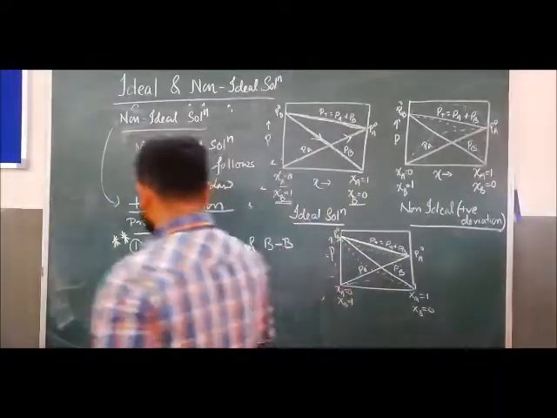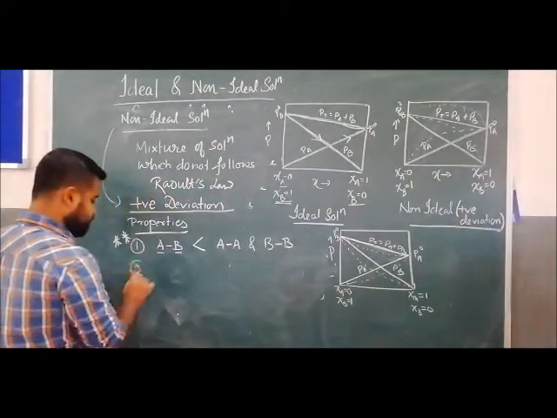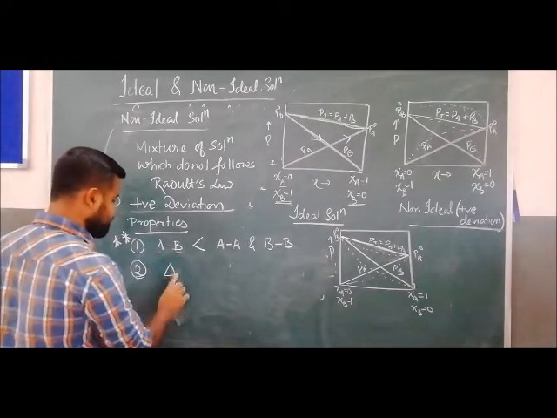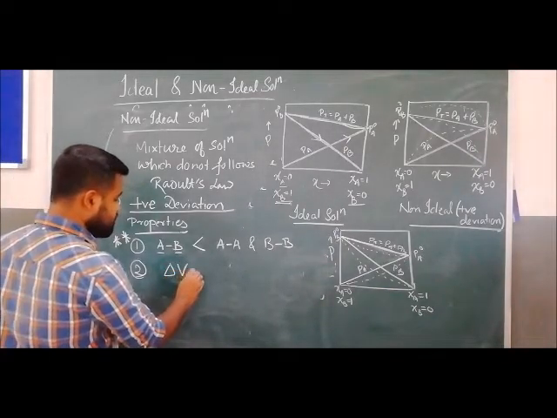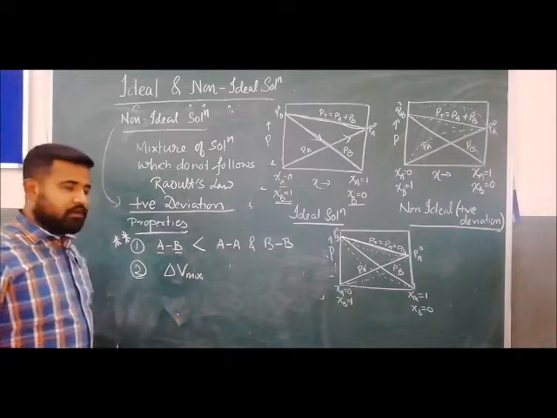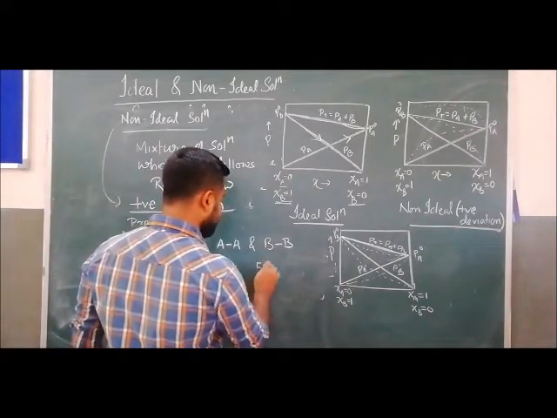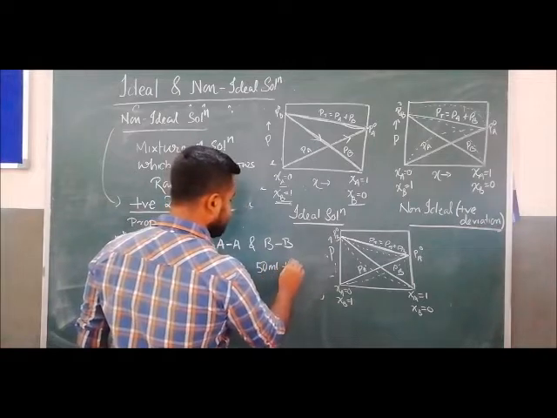Next, second property, delta V mix. Delta V mix, suppose 50 ml plus 50 ml.